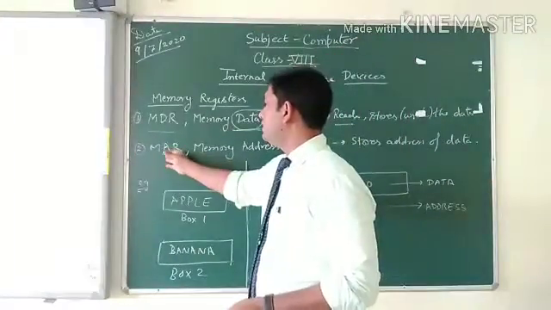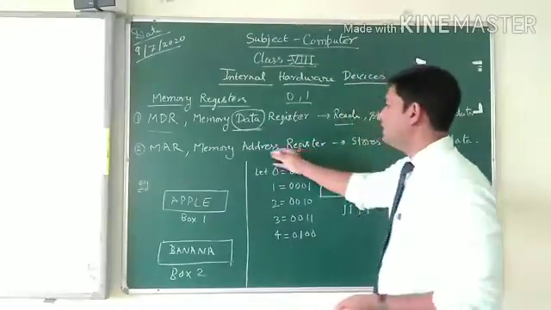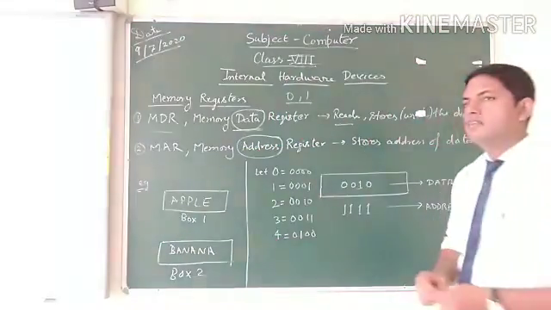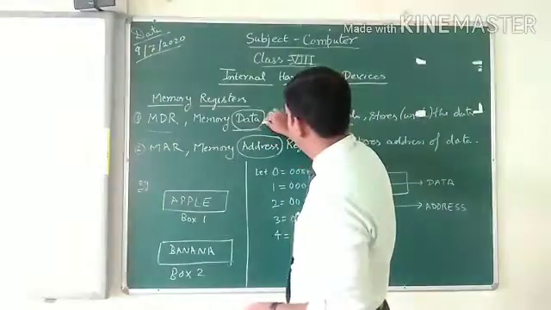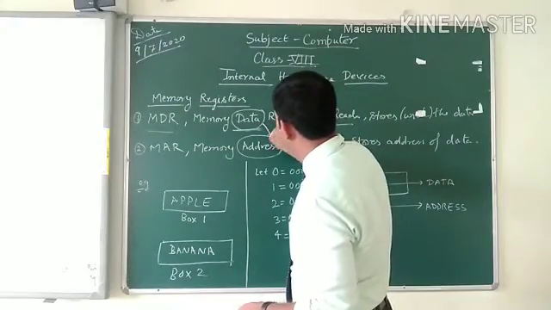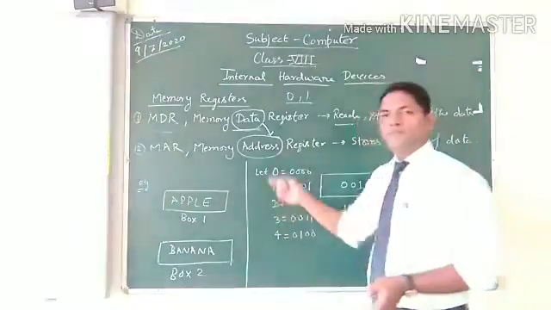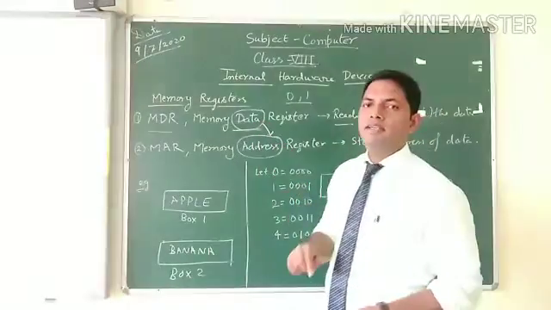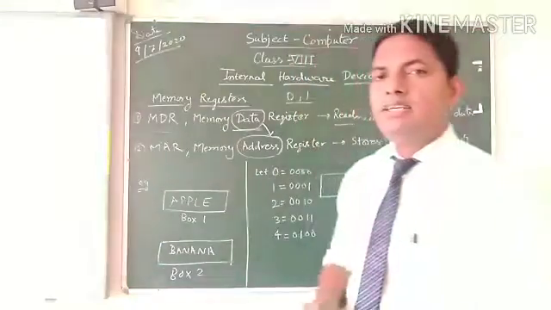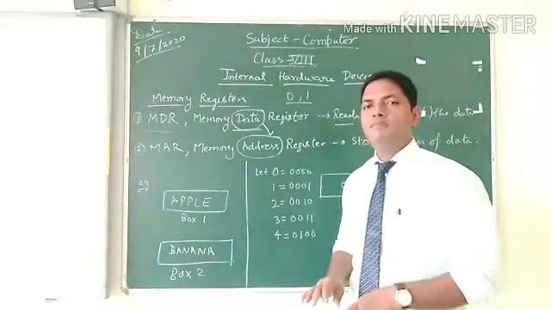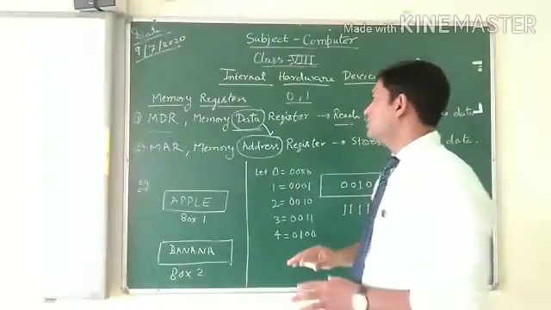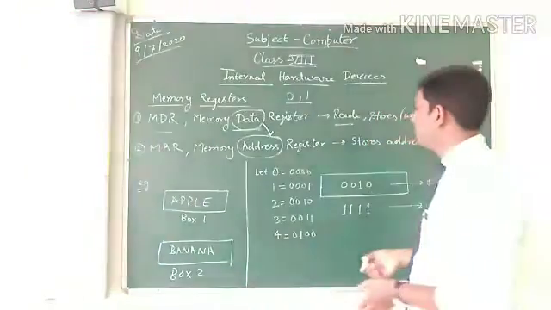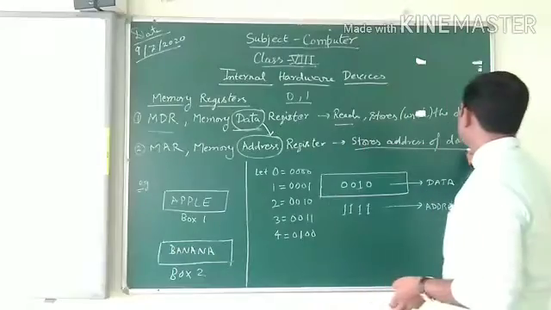Now the second one is MAR, that is memory address register. Means this data is present at this address. For each and every data we have to give the address so that we can find out where the data is present in the computer. It stores the address of the data.